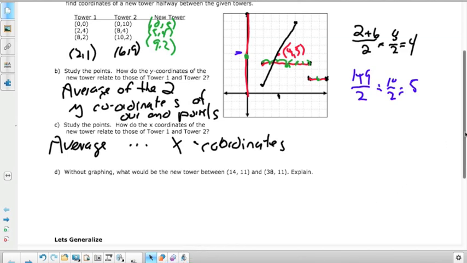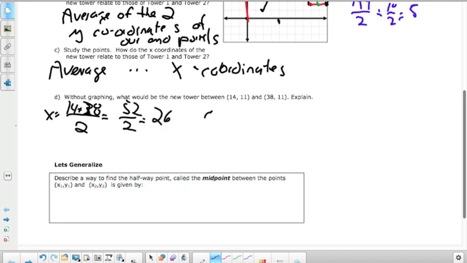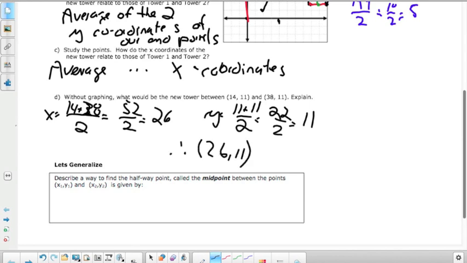So what's the midpoint of C? We've got 14 plus 28 over 2, and 12 plus 26 over 2, which is 52 over 2, so 26. And y is just 11 plus 11 over 2, which is 22 over 2, which is 11. I'm not doing all those steps. So therefore it's (26, 11).